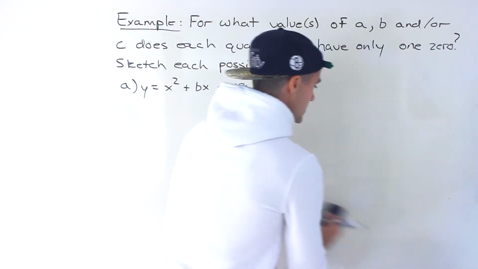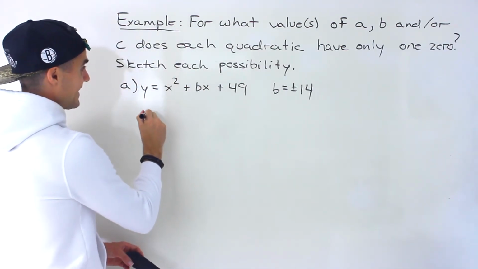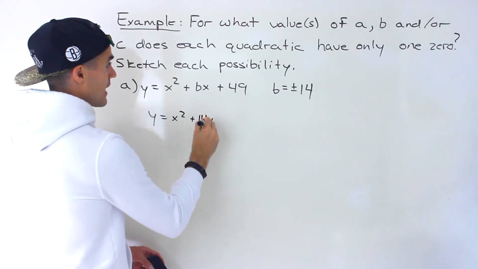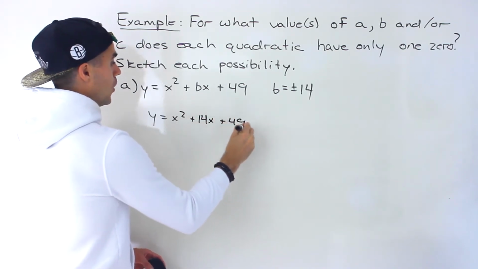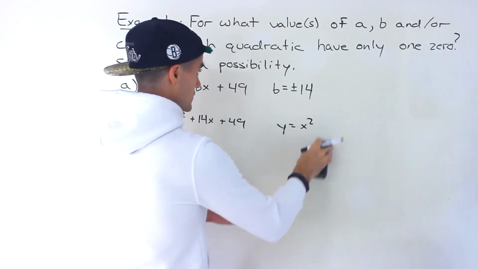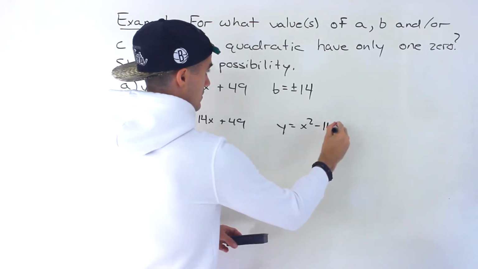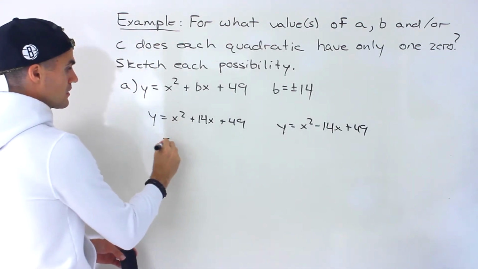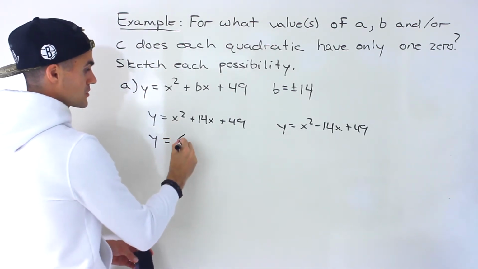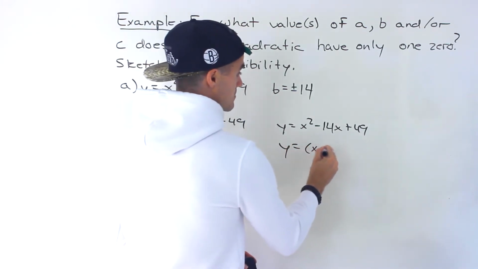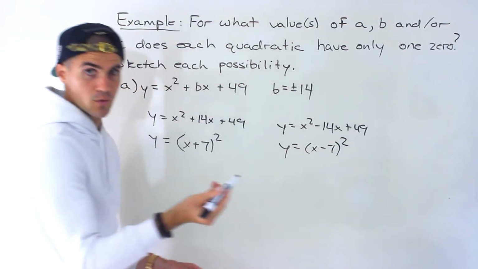14. And so plugging that in, we'll have y equals x squared plus 14x plus 49, or we can have y equals x squared minus 14x plus 49. And this over here, if you factor it, it's a perfect square trinomial. It's going to factor into x plus 7 squared. This is going to factor into x minus 7 squared.